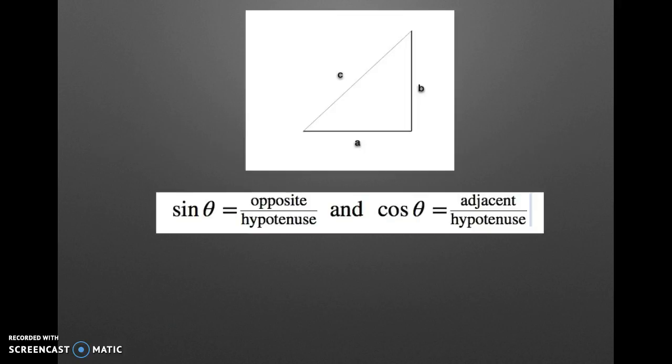In order to do that, first let us pick one of the angles that is not a right angle in this triangle. We can pick this angle. We know that sine equals the opposite over hypotenuse, and cosine equals the adjacent over hypotenuse.